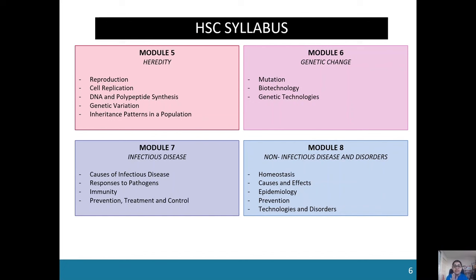Module 7 is infectious diseases, and within that, we're looking at the causes of infectious diseases. We're looking at responses to pathogens. Then we look at immunity, so we get a very surface level dive into immunity, which is always very exciting if you're into the physiology and the anatomy side of things. And also we look at prevention, treatment, and control of infectious diseases.